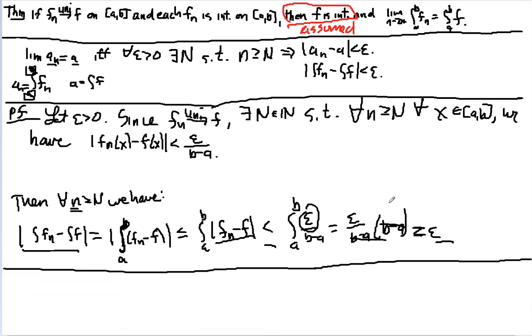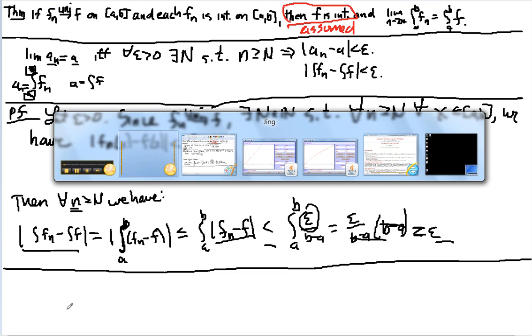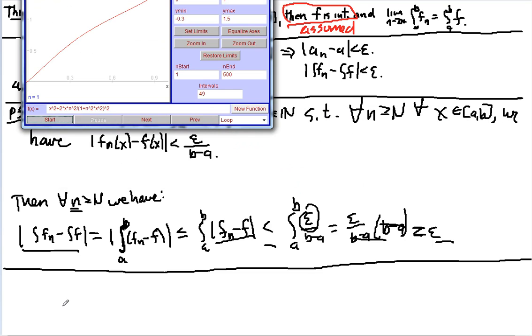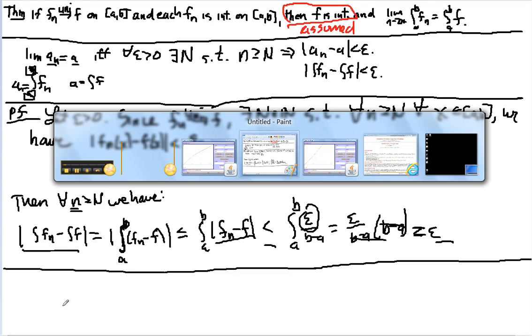Alright, here's the second part. We proved this result that if something converges uniformly, then the limit of the integrals equals the integral of the limit f. And why do we need uniform convergence? Well, certainly it works because I gave you a proof with uniform convergence, but the basic idea is this.